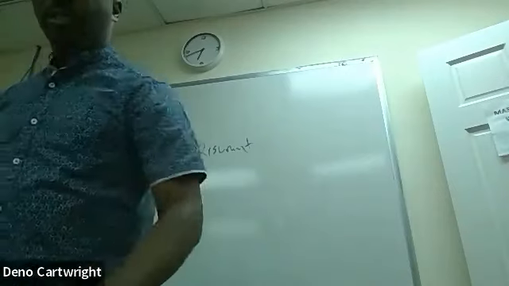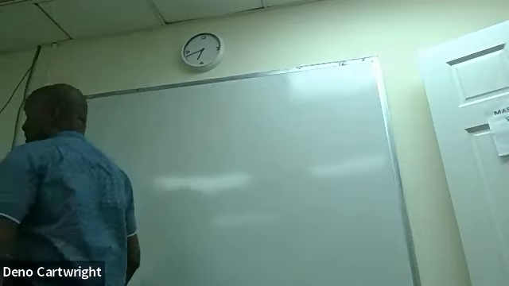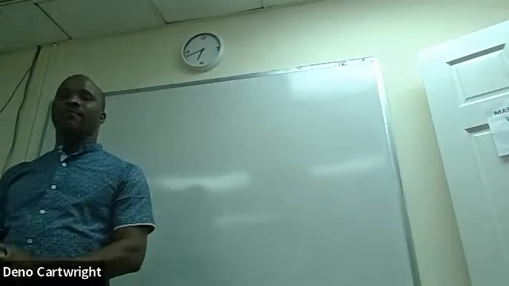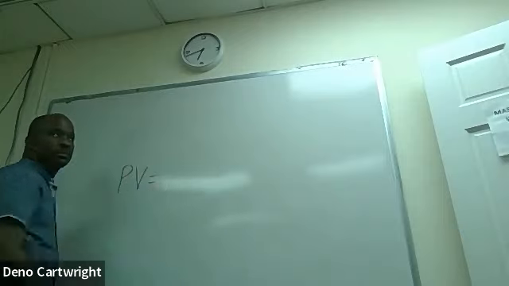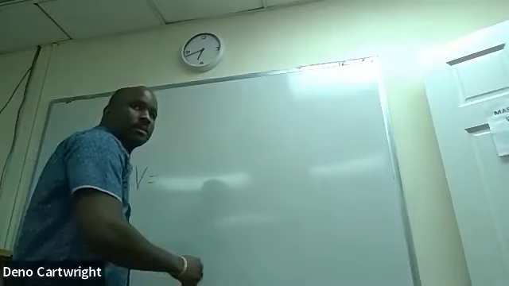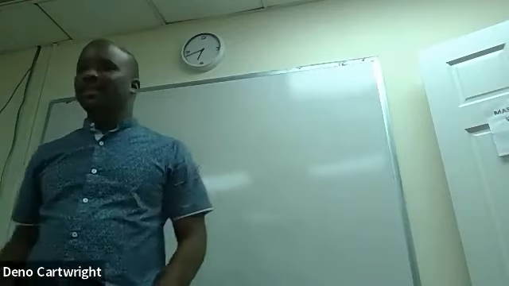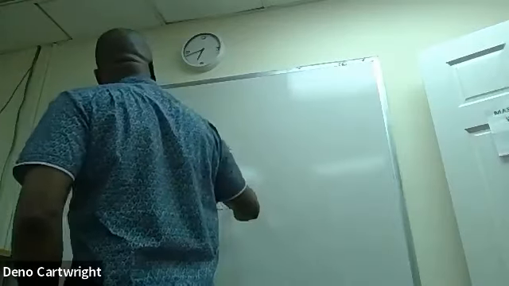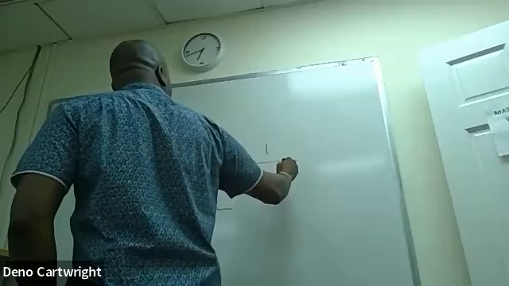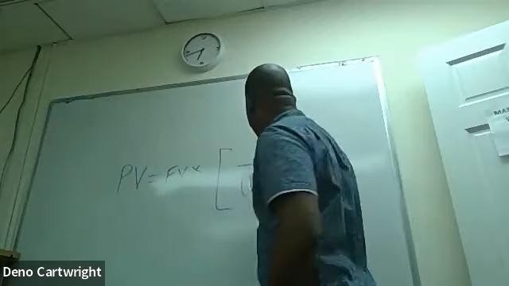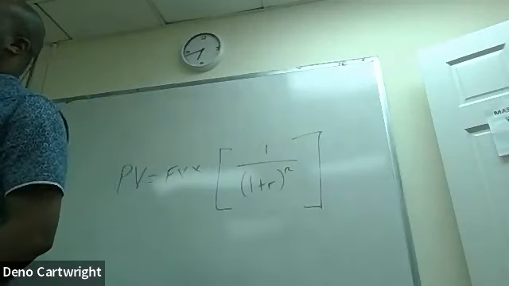Okay, so what's my calculation? What's the formula for discounting or finding present value? Future value, you already know. Okay, let's go. Future value times 1 divided by 1 plus rate to the number of years. This is how it looks. You remember that, right? All right.